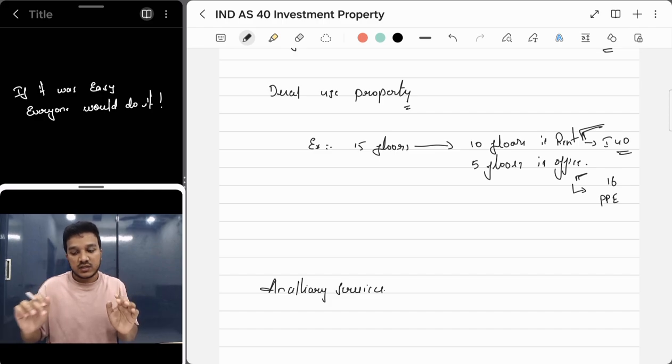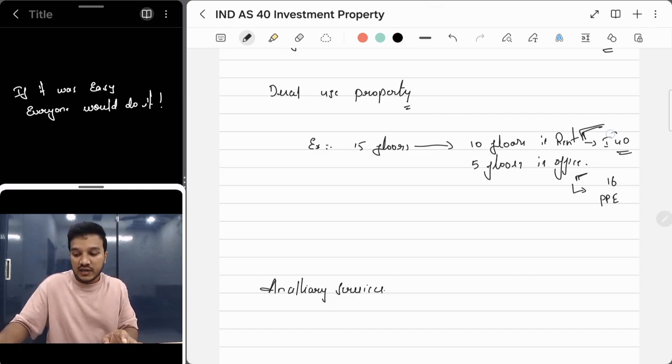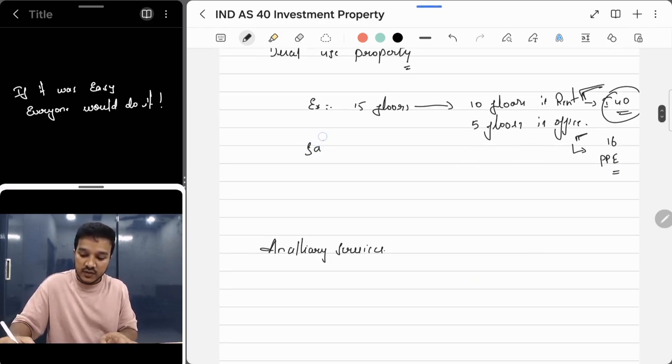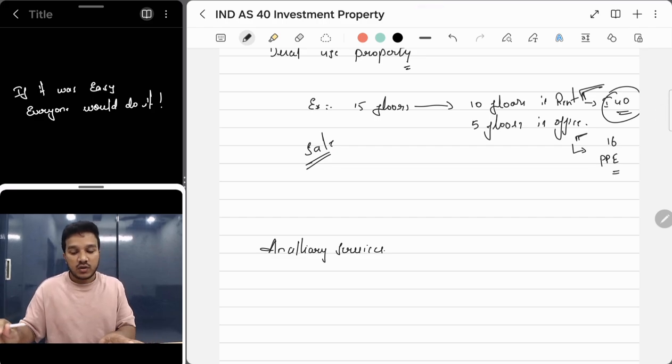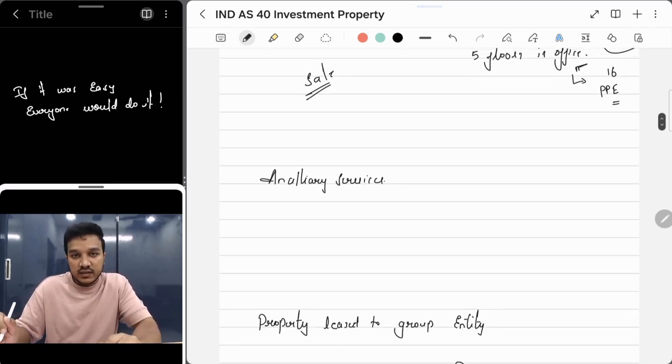If there is any restriction saying that all the 15 floors have to be sold, then in that case you cannot treat it as investment property, you have to treat it as property plant and equipment. Okay, so you need to see here is whether you can sell it or not. Okay, and then the other one is ancillary services.